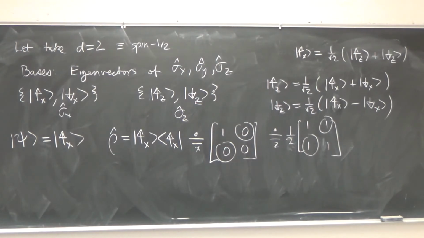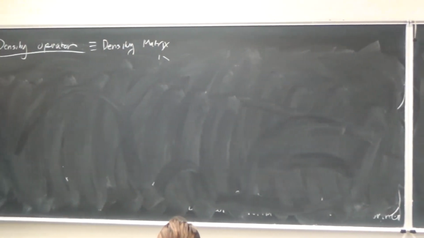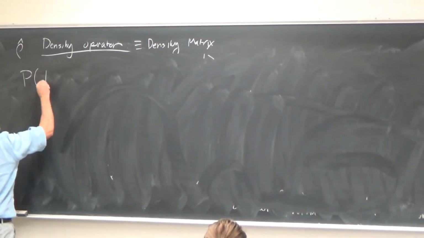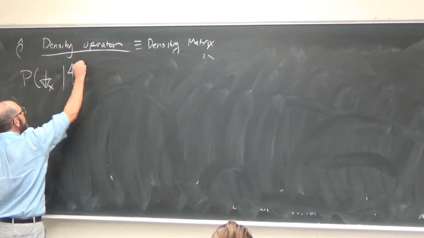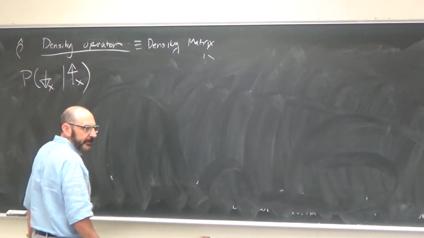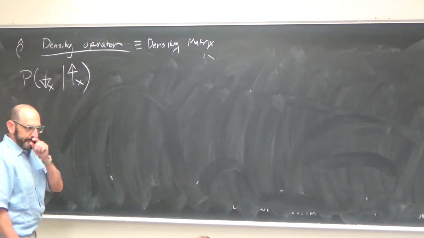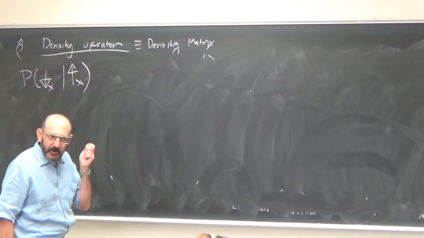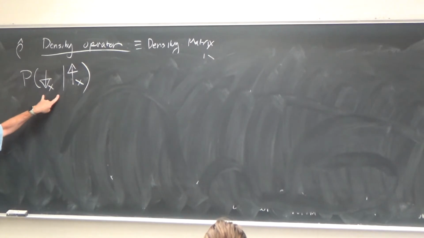So let me just think about this from the point of view of logic. I want to know the probability of finding down along X, given that the system is prepared up along X. So it's a conditional probability of finding down along X, given that I prepared up along X. Of course, that should be 0, but let's see how I can understand this from the point of view of quantum interference, which will be important for our understanding of the density operator.